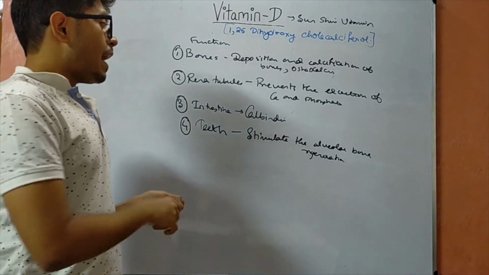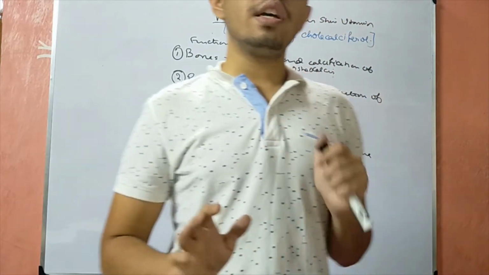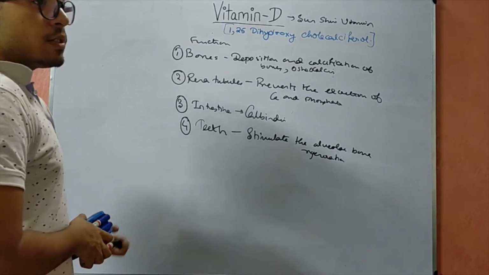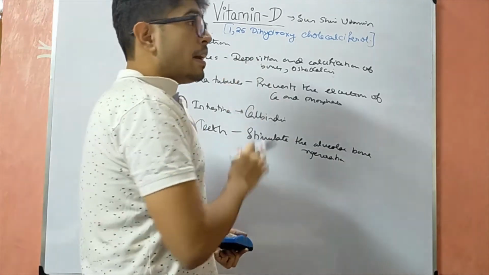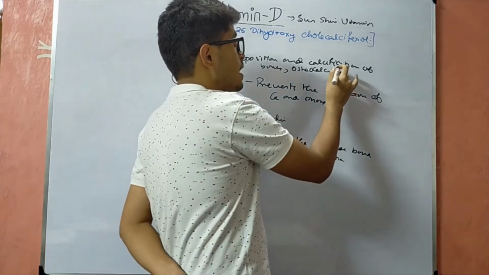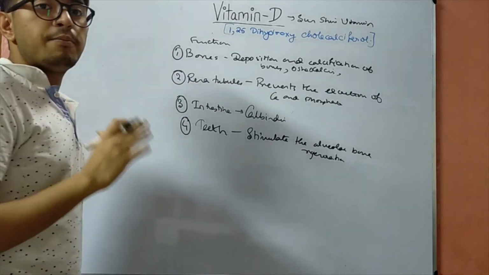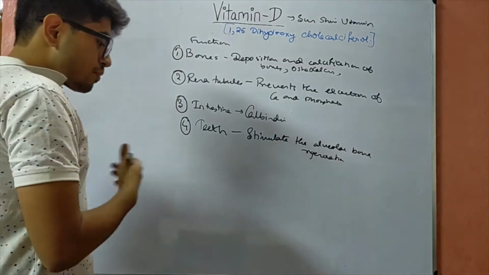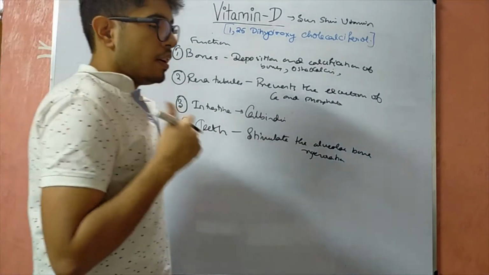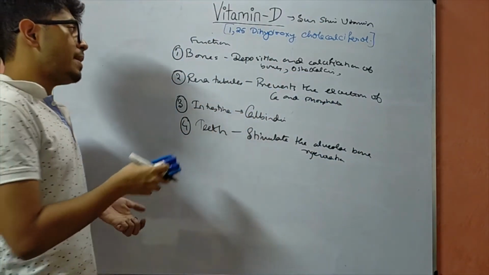So vitamin D is one of the most important things required for maintaining the calcium homeostasis inside the serum. Apart from that, there is another important function in the bone. Besides the role in osteogenesis, it also has an osteoclastic activity, helping in the breakdown of bone, in order to maintain the serum concentration of calcium inside the body. So this is what we have for the functions of vitamin D.